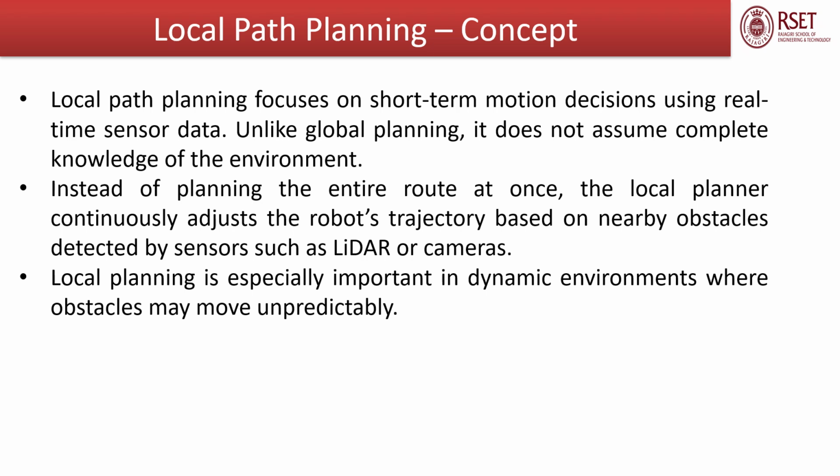Local planning focuses on short-term, real-time decisions. The robot uses sensor data to detect obstacles around it instead of planning the entire route at once. It continuously adjusts its movement based on what it senses. Local planning is reactive. It responds immediately to unexpected obstacles. Unlike global planning, it does not require a complete map. It only needs local sensor information. This makes it very important in dynamic environments where obstacles may move or appear suddenly.